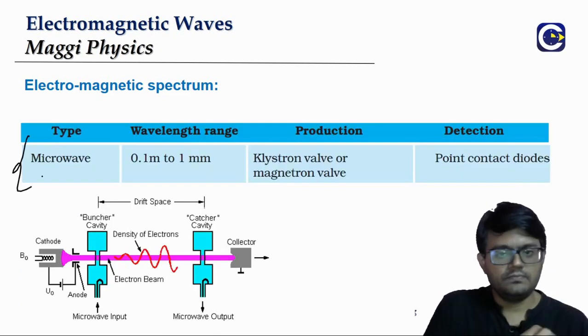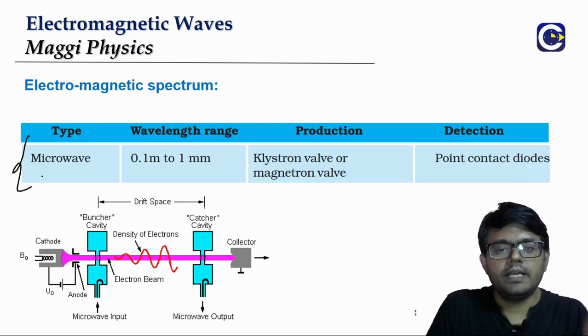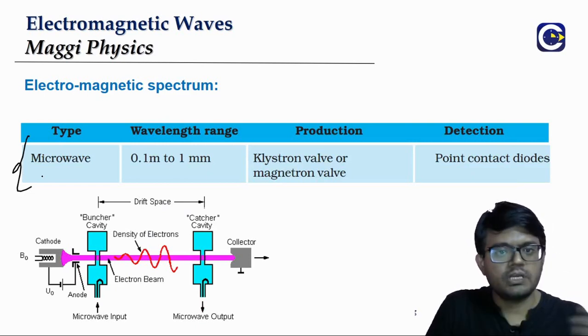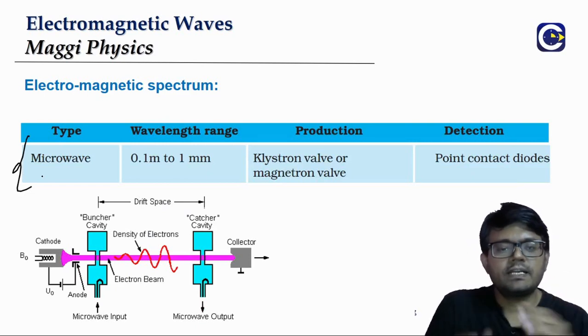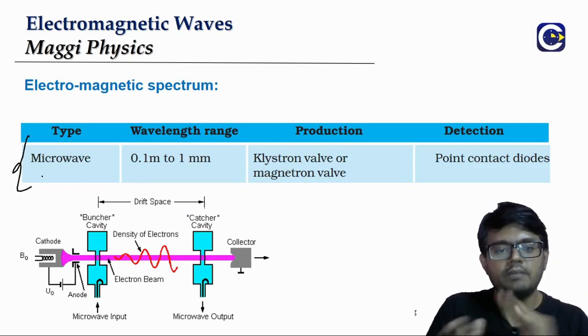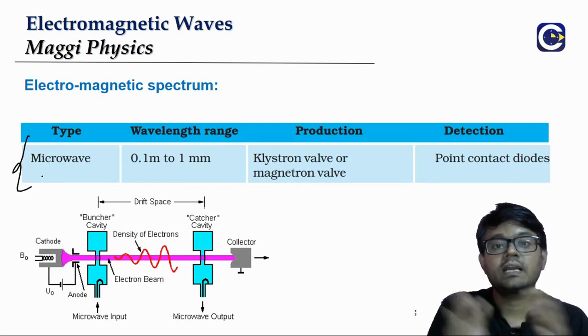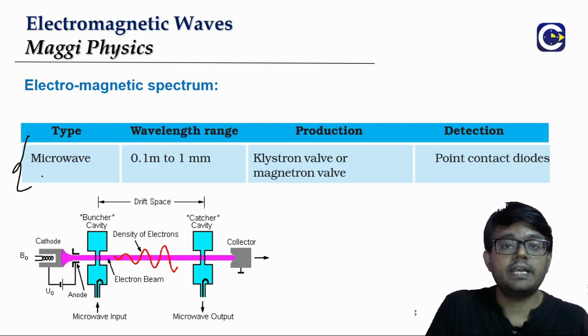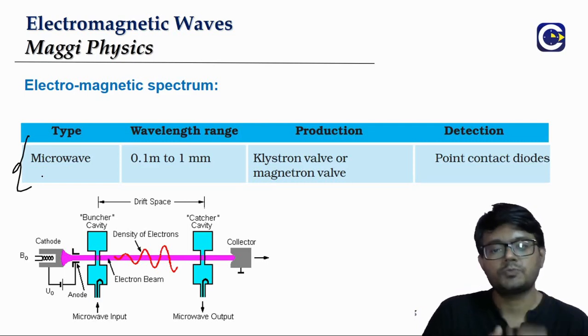Next, microwave. Okay, microwaves have a slightly smaller wavelength than radio waves. In fact, there is also overlap between the radio and the micro. That is why in radar systems we use both radio waves and microwaves.